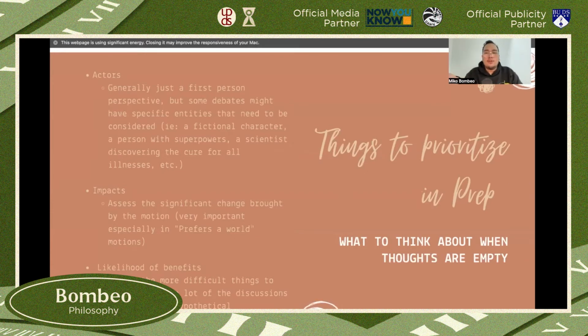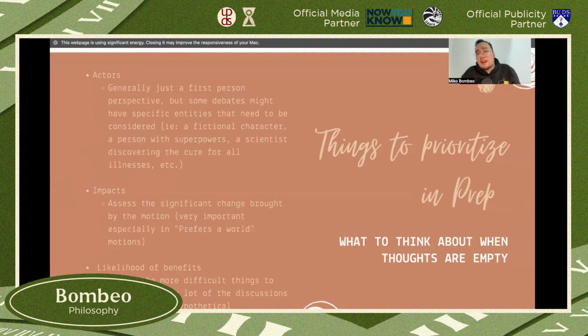and you don't know what to think about because your thoughts are empty because it's another feel emotion. So the first thing that I tend to prioritize in philo, like prepping for a feel emotion, is the actors. Because generally it's just a first person perspective, but some debates might have specific entities that need to be considered.